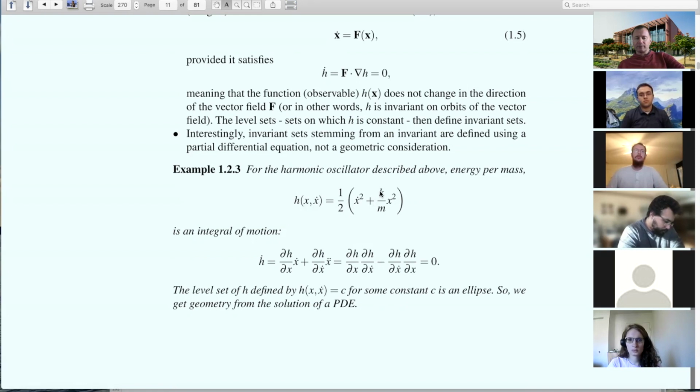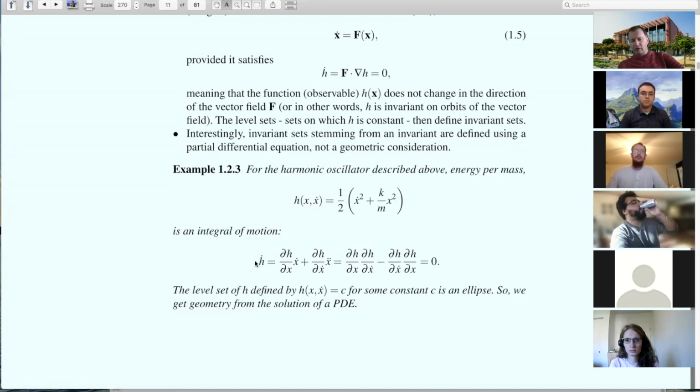1/2 x dot squared plus k over m x squared. That would be kinetic energy divided by mass plus potential energy. There is a 1/2 multiplying it. Potential energy divided by mass, right? So we all know already that h is an invariant. How do we get it from this equation?